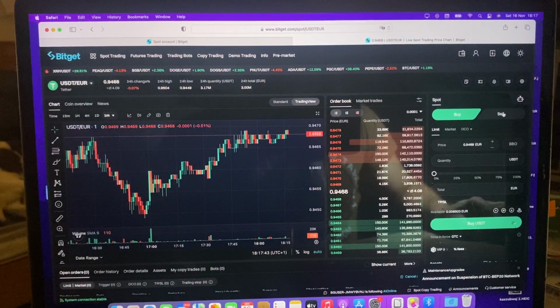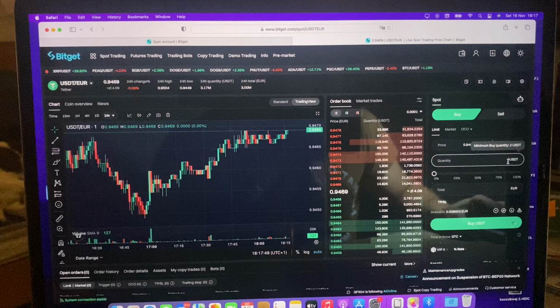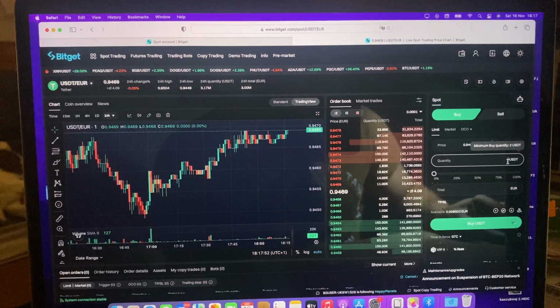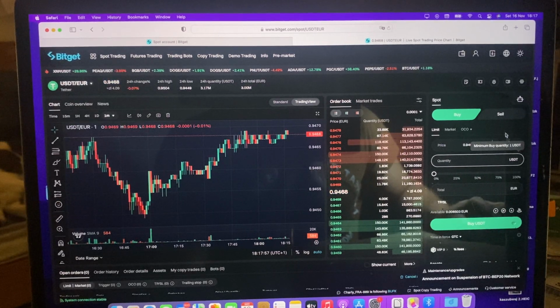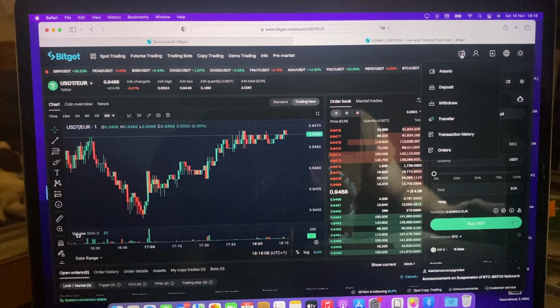Here we've got sell. We input the quantity, how much of our USDT, which we have of course previously converted from another crypto, we want to sell, and we click sell, and then we have our money in our fiat euro account, but now on the bitget platform.